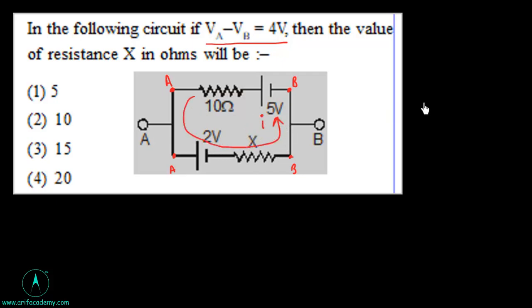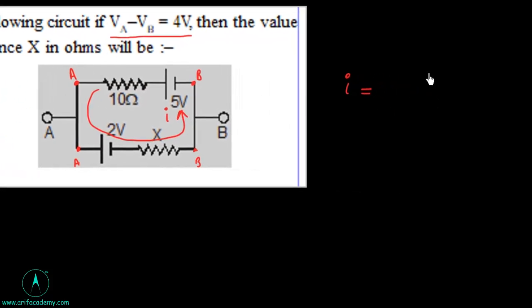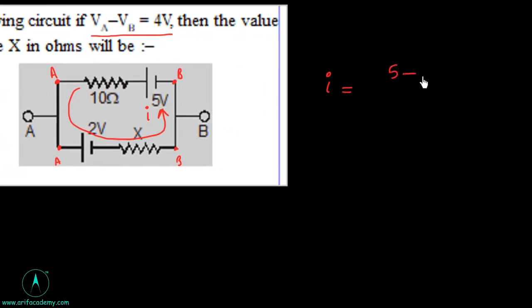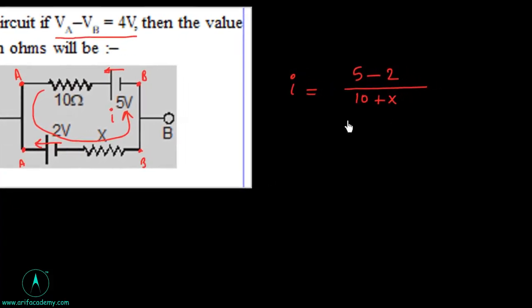Let it be I. So I will be equal to 5 minus 2, because the polarity of these two is such that one tries to draw current this way while the other tries this way, so these are opposite, and that's why they are subtracted. And 10 ohm plus X, so this is 3 upon 10 plus X. So this is the current.